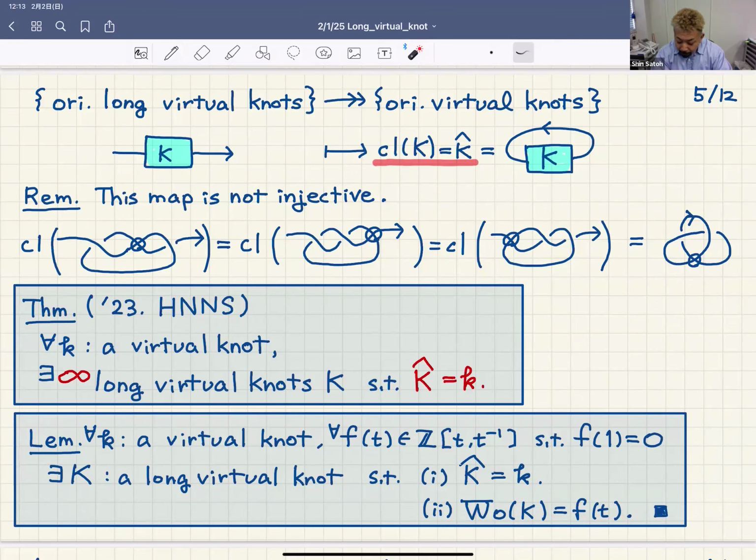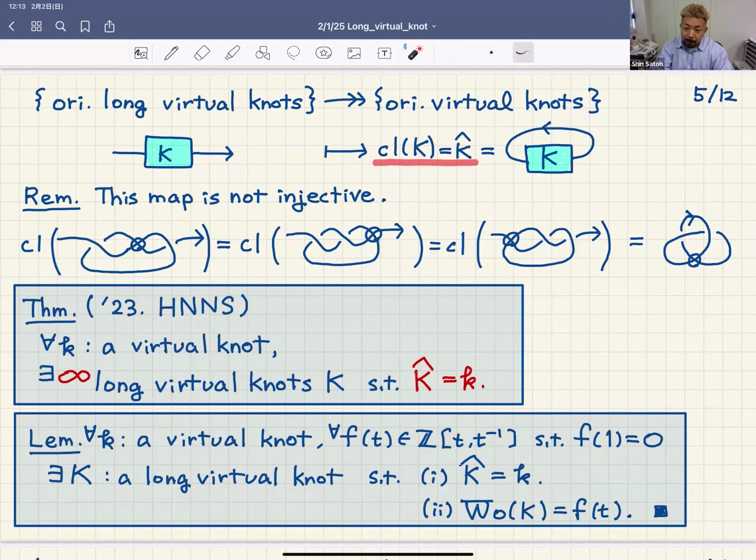Okay, we can choose the Laurent polynomial F(t) arbitrarily under the condition F(1) is equal to 0. So we can construct infinitely many long virtual knots k whose closure is the given virtual knot.